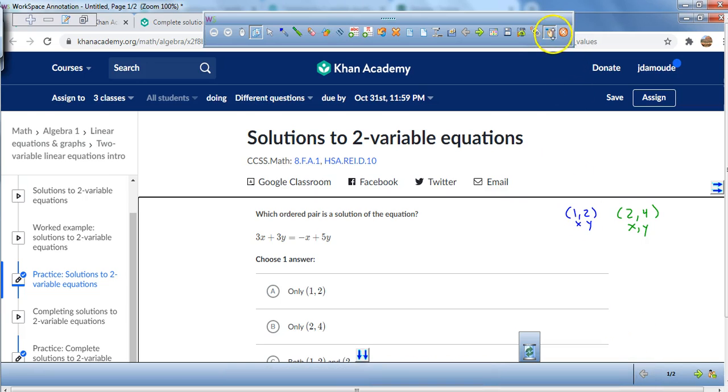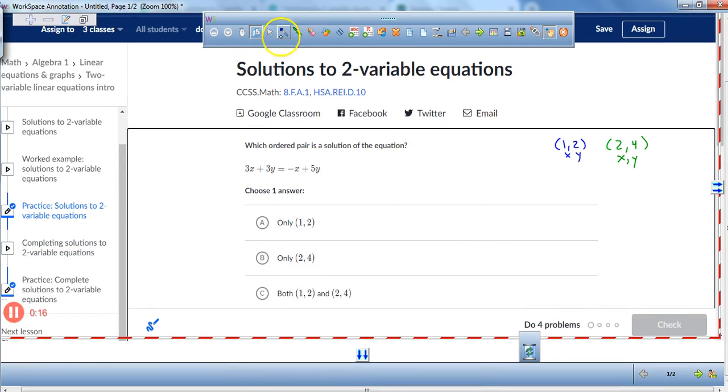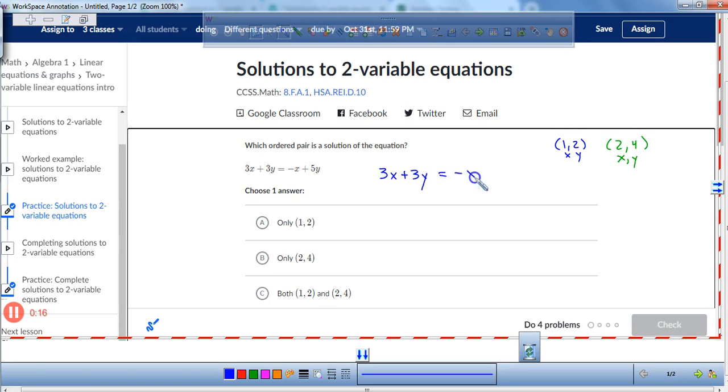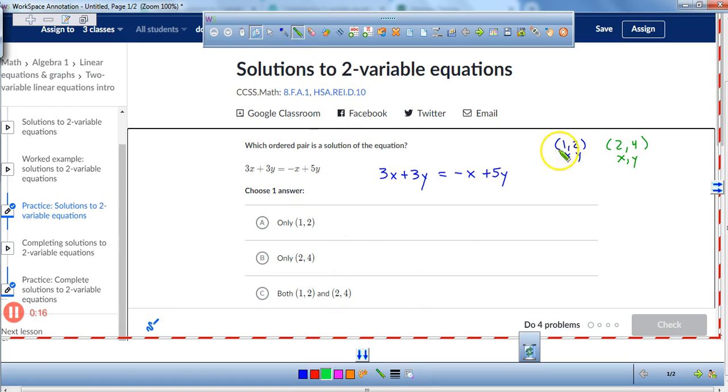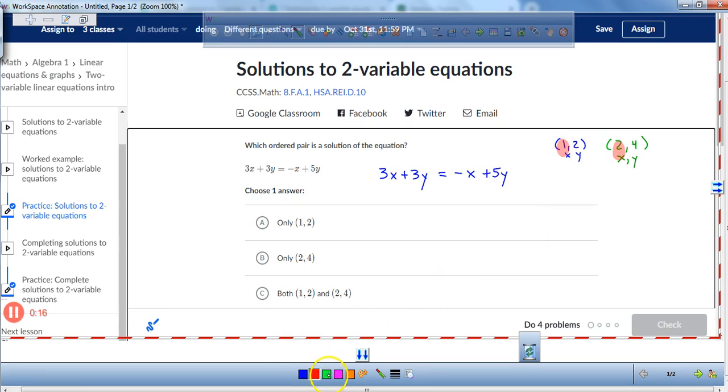I'm going to show you what they would like you to do, and I'd like you to be able to do it as well. I'd like you to be able to take the equation 3x plus 3y equals negative x plus 5y, and know how to plug these numbers in. So I'm going to highlight them. Let's see, what color do I want to use? Let's make the x values red, and the y values green.